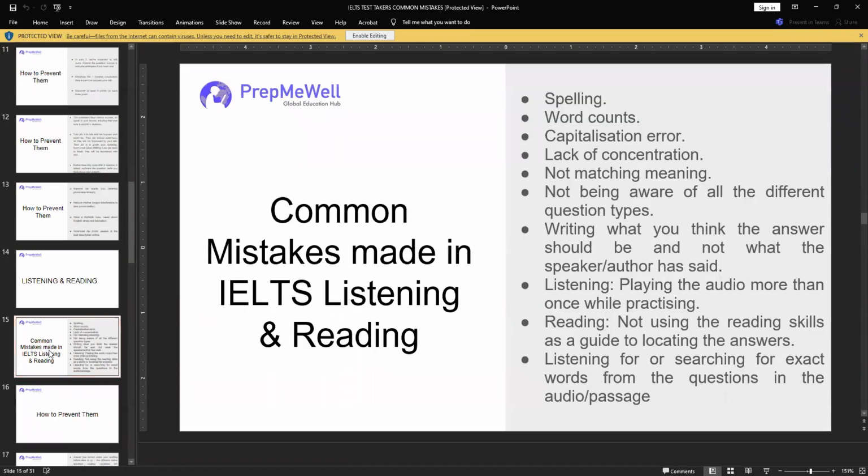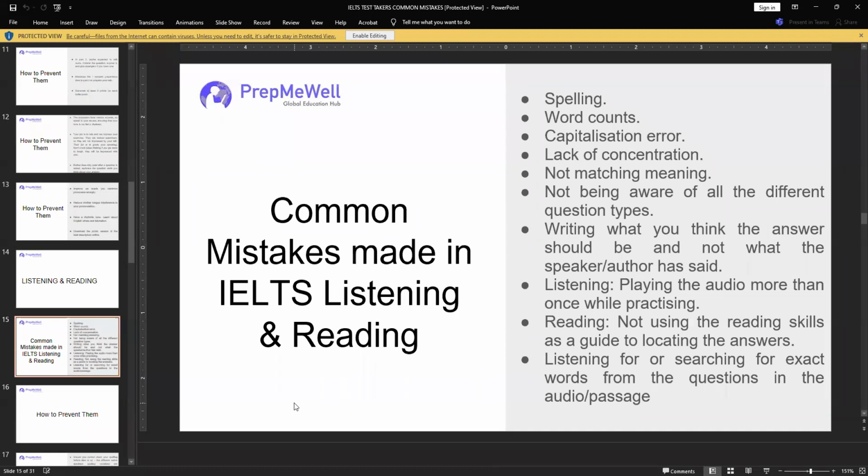All right, so let's look at some common mistakes that test takers make in listening and reading. The first one is spelling. In the IELTS exam, for the listening, audio will be played, and you listen to it and pick your answers from what the speakers are saying. And in the reading, you're going to be picking your answers from the passage.